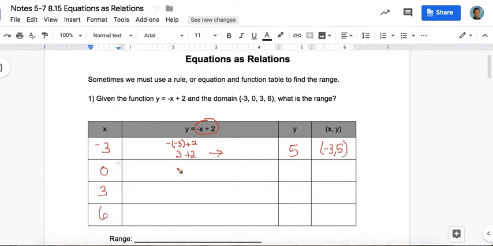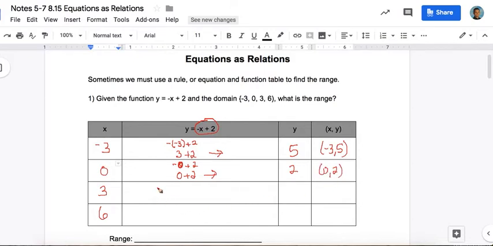Now I'm going to do the same for all the other values. So we have negative 0, plus 2. Well, 0 is not negative or positive, so we'll just change it back to 0. So 0 plus 2 is 2. So we have the point 0, 2.